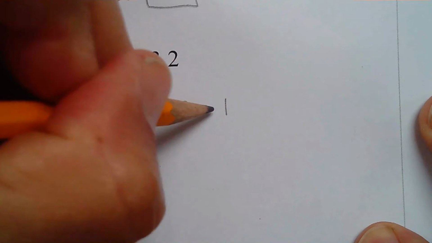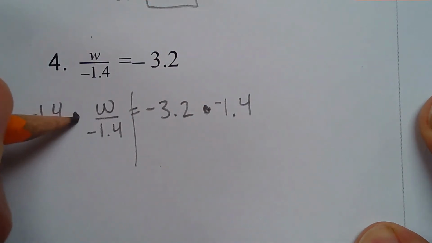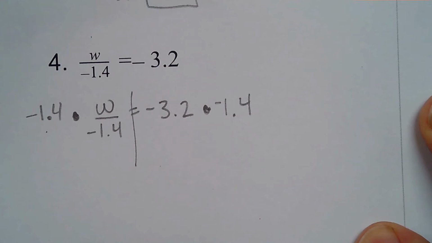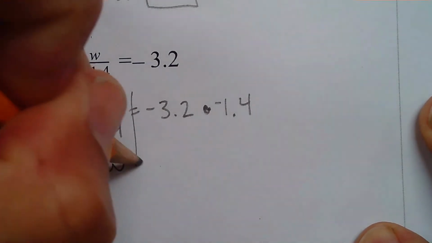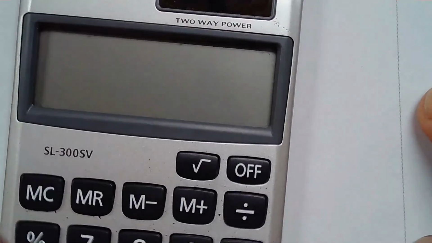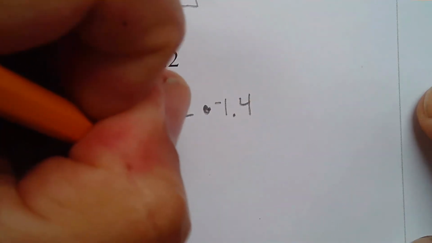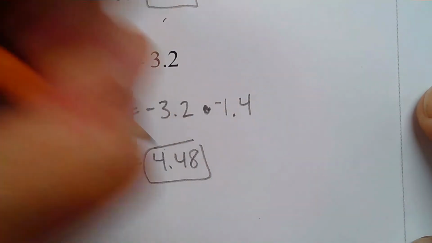So times negative 1.4. It's kind of hard to know the decimal points from the multiplication, so I'll make the multiplication a little bit bigger. And these cancel. And W is equal to negative times negative is positive, and 3.2 times 1.4. Got a calculator here. 3.2 times 1.4 is 4.48. So 4.48 as our solution.